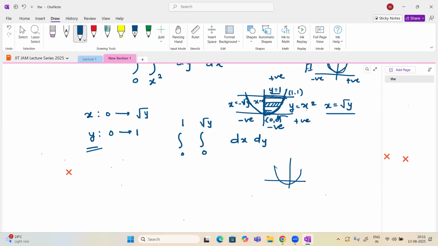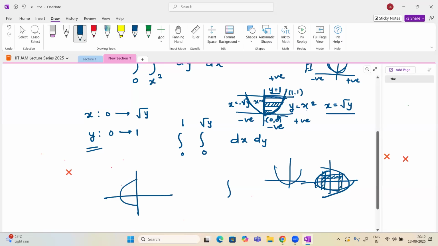In the previous example, we had a diagram like this, if you remember. This part of a parabola and this is another parabola. And we had taken a horizontal strip, right? So we had taken a horizontal strip. That's why we got the answer in a single integration. But in this case, if you consider a vertical strip, it will create a problem because, see, let me draw another diagram.